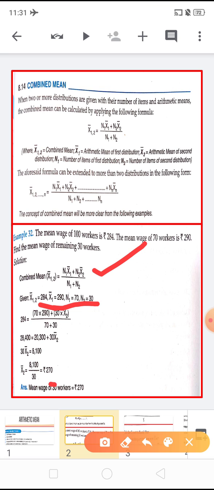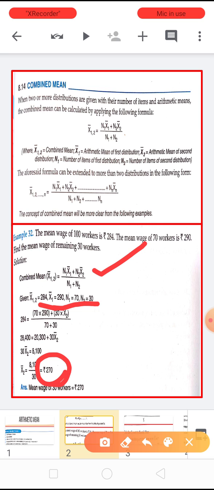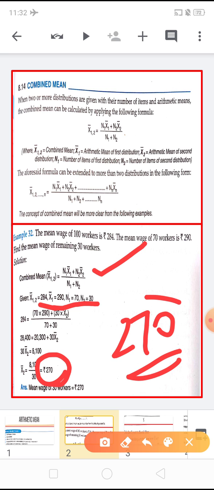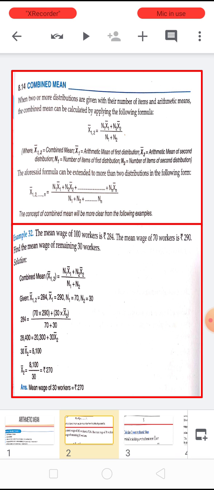it is 270. So children, the mean wage of the 30 workers is 270. So this is the way we calculate a combined arithmetic mean.